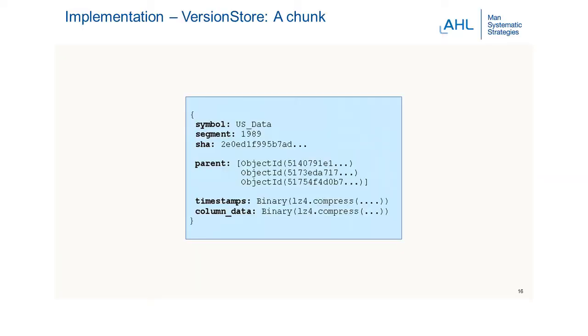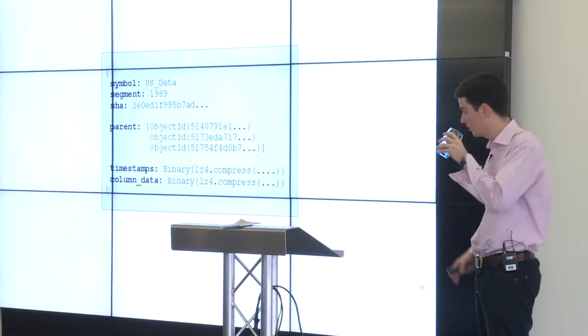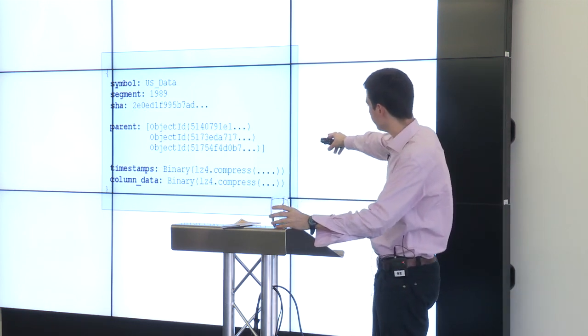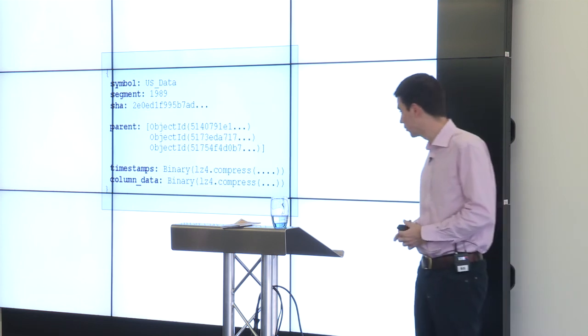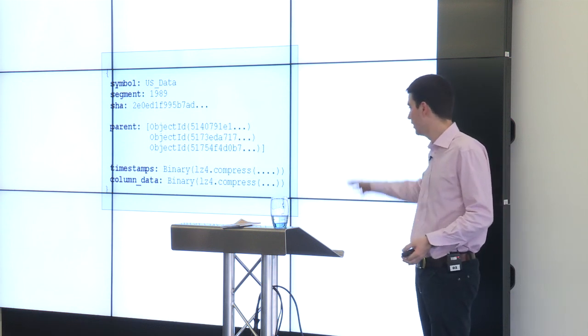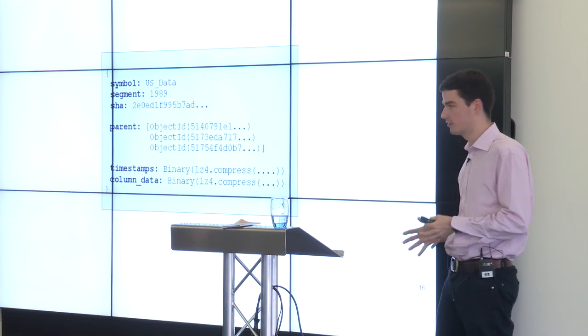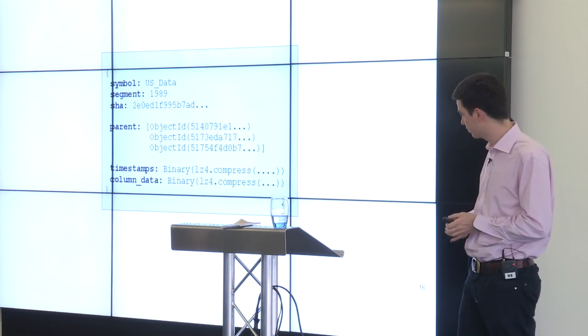So this is an example of one of our chunk documents. You have a symbol there, which is US data. There's a segment for that symbol, say 1989. It has a SHA, which is just a SHA of the data being stored in that document. And then we have LZ4 compressed timestamps and column data. Now, as Francesc said earlier in one of the other talks, LZ4 is brilliant. It can decompress data faster than you can memcopy it. And it gives us 10 to 15x improvement in space efficiency on real financial data. And you'll see how that actually turns into performance in some of the graphs at the end.